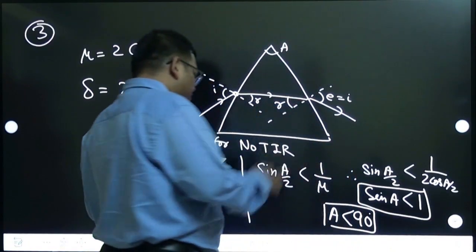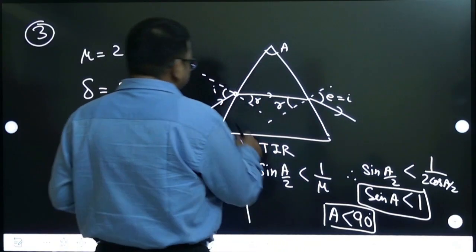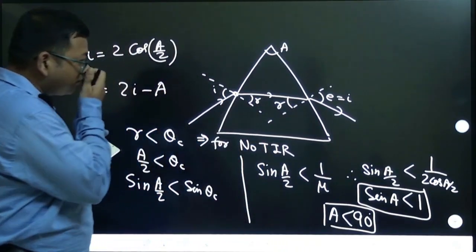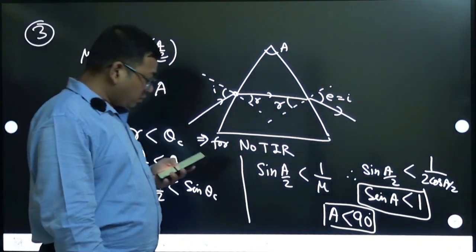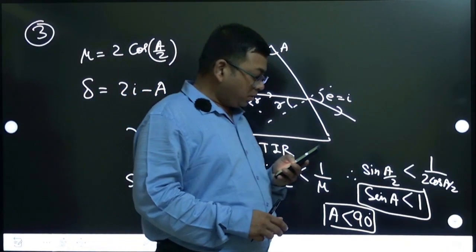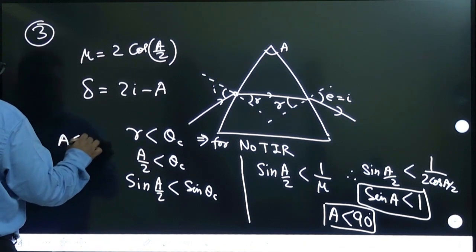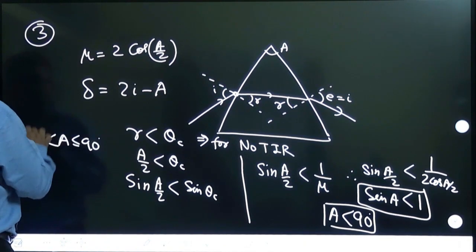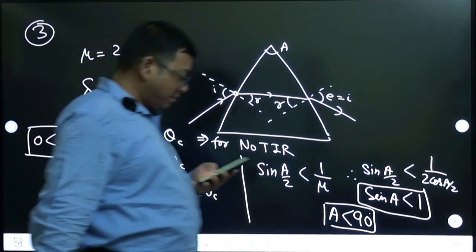And definitely A has to be greater than 0. Equality you can consider if you take the extreme case, where total internal reflection is just going to happen or the rays will graze there. So you can go with the second option, where angle A is less than or equal to 90 and greater than or equal to 0. This will be the correct answer. You can go for this. Let us move to the next.